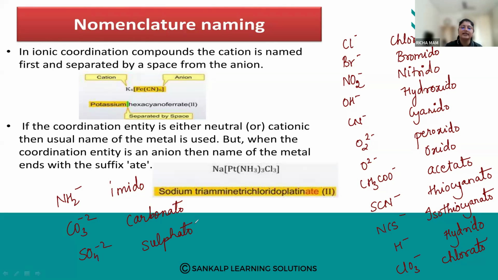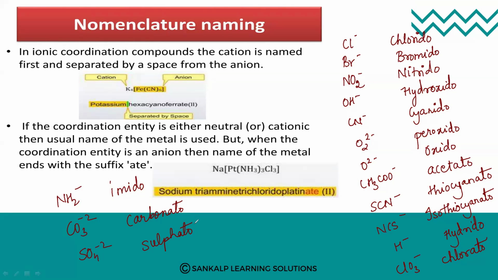So these are the names of the negative ligands, how you have to name the negative or anionic ligands. Is it clear?